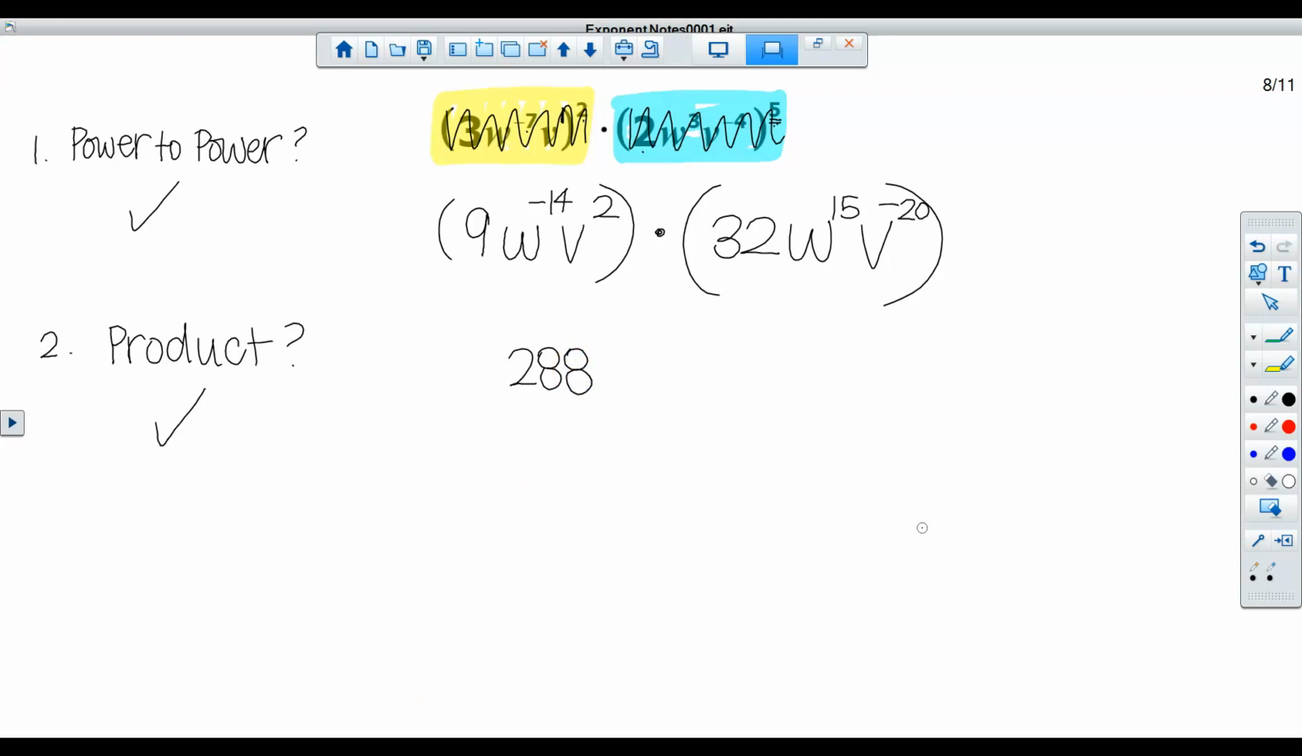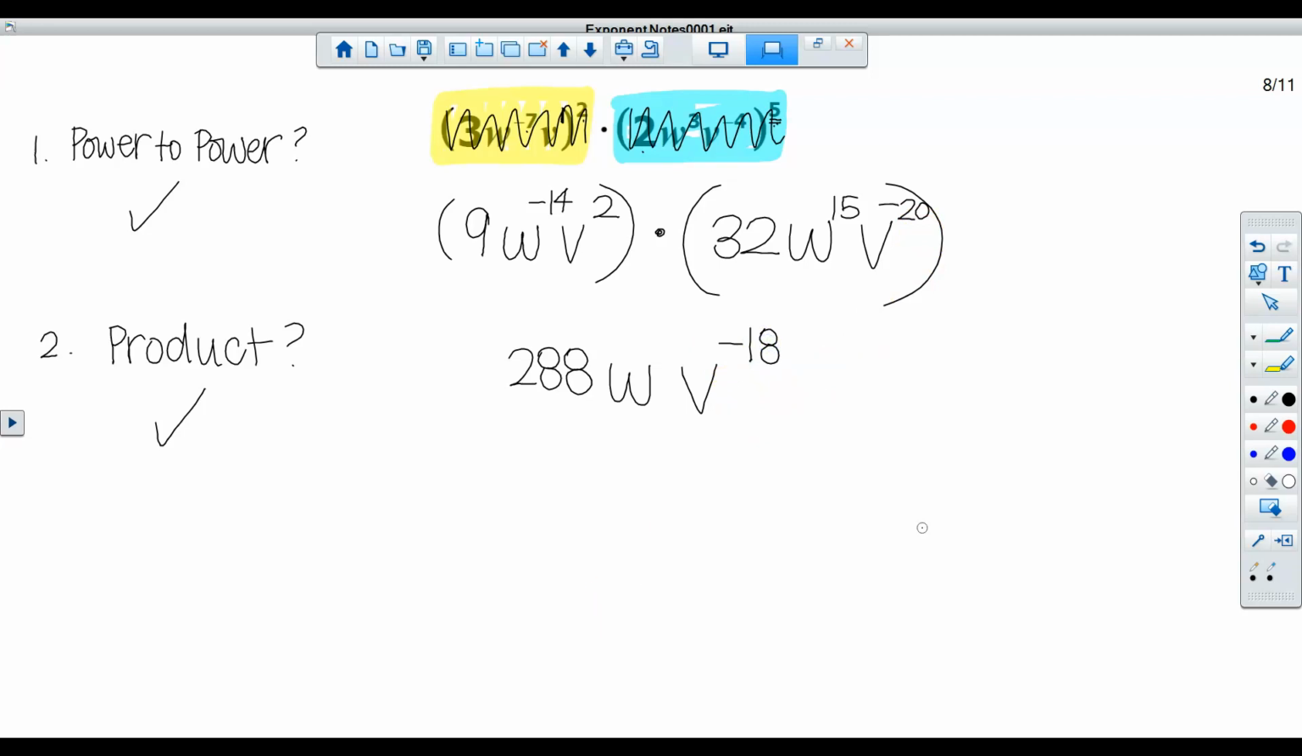9 times 32, 288. Now, I have to deal with my exponents. This is product rule. So in product rule, I know I add the two exponents together. So for W, I'm going to do negative 14 plus 15, which is a 1. Now I'm going to leave that invisible. And then for V, I'm going to do 2 plus negative 20, which is negative 18.